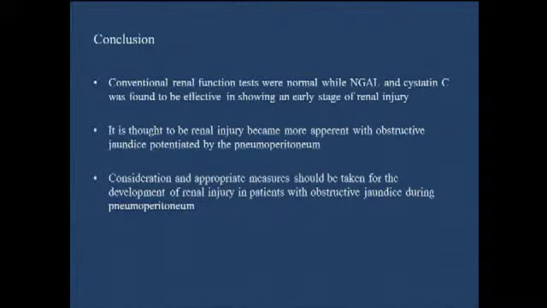Conventional renal function tests were normal, while NGAL and cystatin C were found to be effective in showing an early stage of renal injury. Renal injury became more apparent with obstructive jaundice, potentiated by the pneumoperitoneum. Consideration and appropriate measures should be taken for the development of renal injury in patients with obstructive jaundice during pneumoperitoneum. Thank you for your attention.